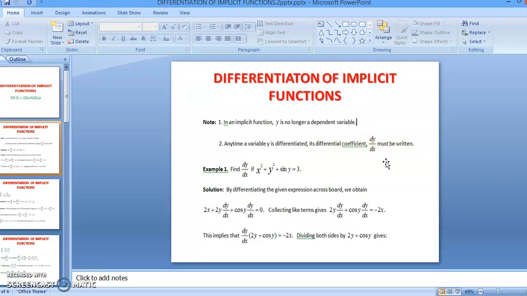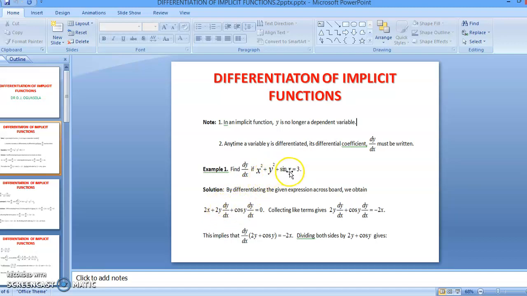Let's look at example 1. Find dy/dx if x squared plus y squared plus sin y is equal to 3. Now, we differentiate the given expression across board to obtain 2x plus 2y dy/dx. Like I told you, anytime you differentiate y, you must include the dy/dx. So, when you differentiate x squared, you have 2x. Differentiate y squared, you have what? Plus 2y dy/dx.